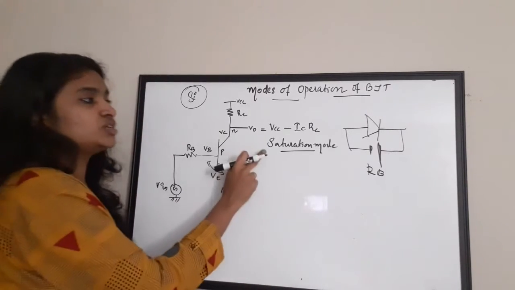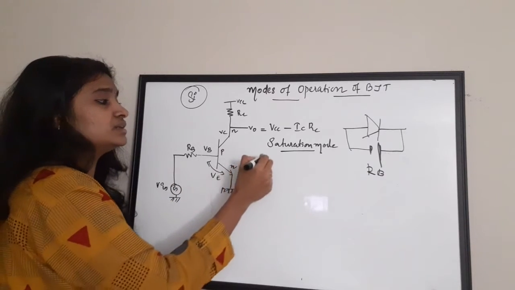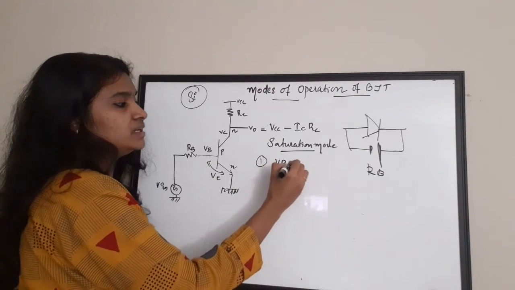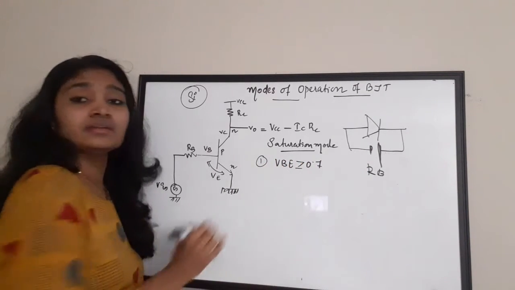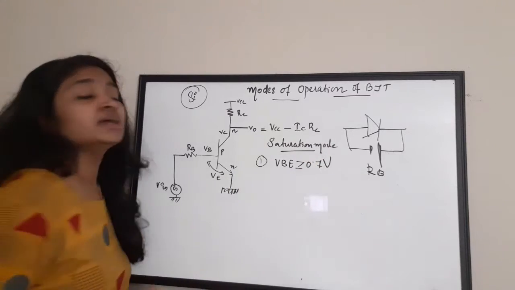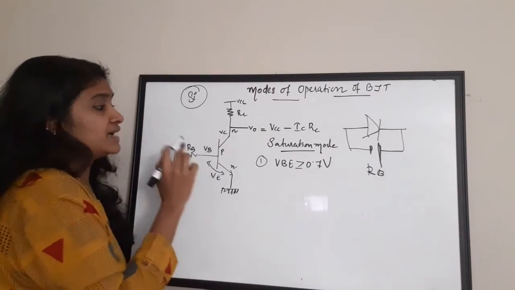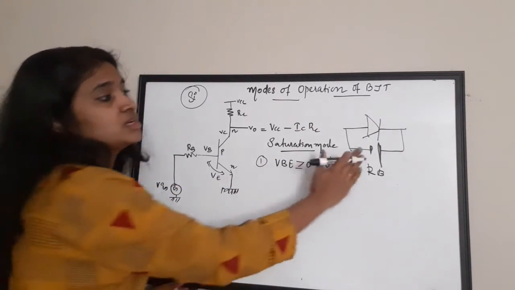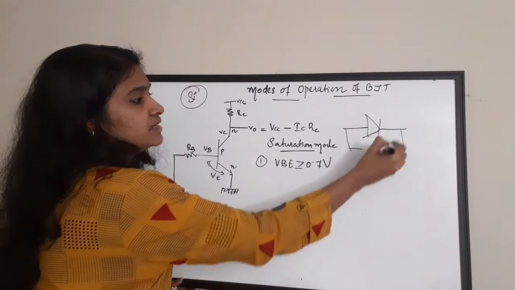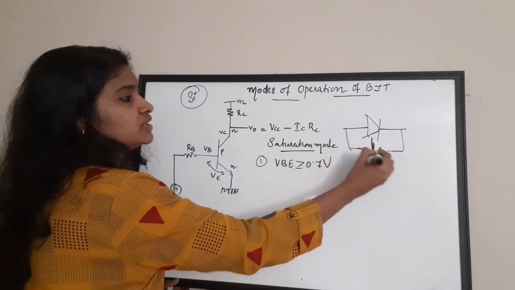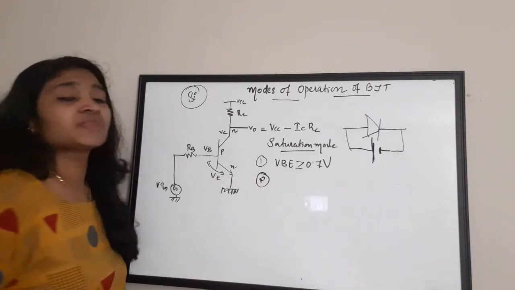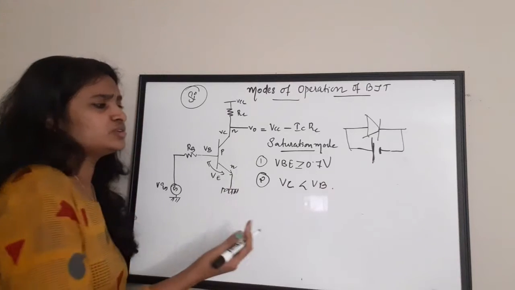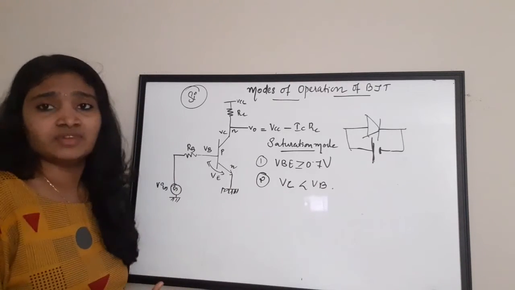In saturation mode, we are again going to consider the base emitter region as forward bias. So what is the voltage required? VB should be greater than or equal to 0.7 volt. Next, here we are going to make this again forward bias, so negative is connected to lower potential, positive connected to higher potential. So what will be the case here? Here the case is VC is less than VB, or less than or equal to. Ideally we can write VC is less than VB.